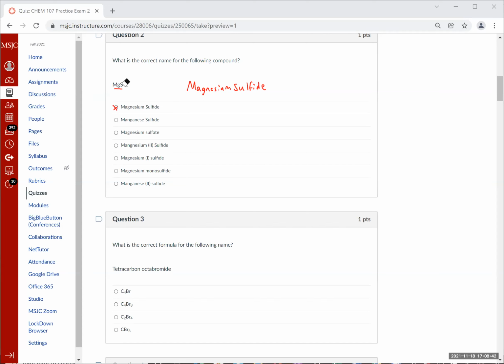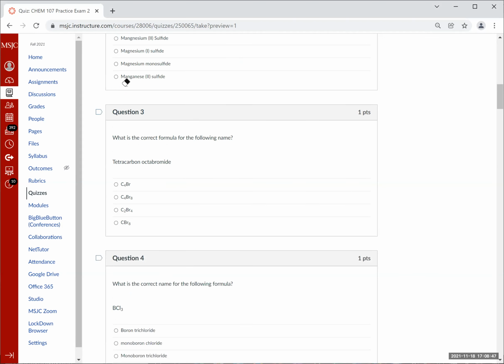Okay, so let's clear and let's look at the next. So in this case, we're asked what is the correct formula for the following name. So tetracarbon octabromide. So this is textbook covalent nomenclature. Tetra indicates we have 4 carbons. Octabromide, we have 8 bromine atoms. So it would be C4Br8 for this covalent compound formula. Does this make sense?